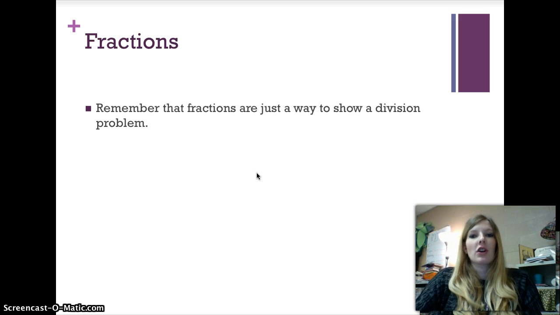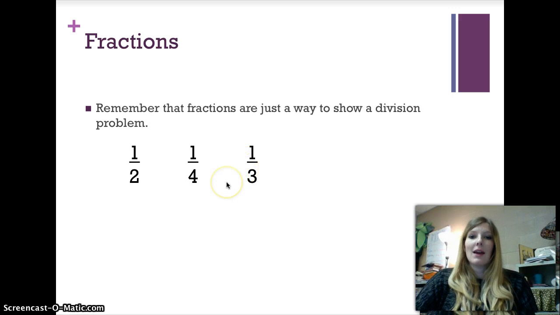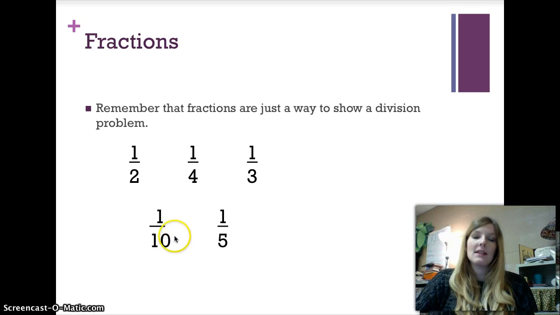Remember that fractions are just a way to show a division problem. So what that means is, when I have a fraction that looks like this, 1/2, what that really says is 1 divided by 2. So this one was really saying 1 divided by 4, 1 divided by 3, 1 divided by 5, and 1 divided by 10. So it's the numerator, this line means divided by, and then the denominator.